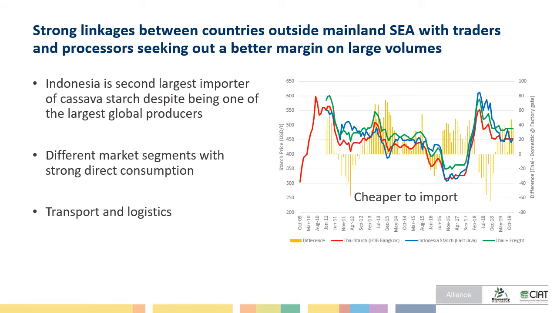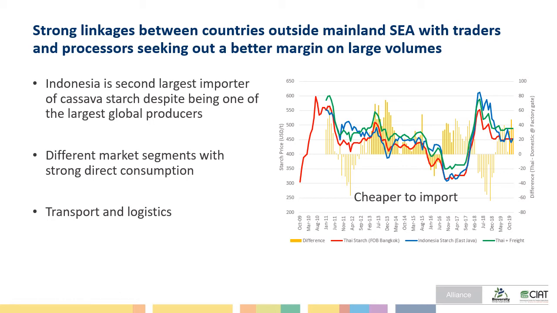Another important fact that we emphasised was that although Indonesia is not connected physically to mainland Southeast Asia, it's very much connected to the market. And we see that Indonesia is still the second largest importer of cassava starch, despite being one of the largest producers in the world. There's a few reasons for this.